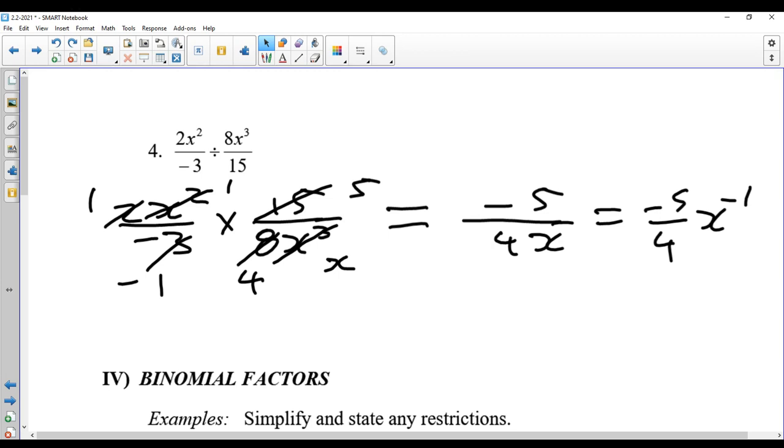Okay, restrictions. x cannot be equal to what is the question? Yes. x cannot be equal to 0. Because when we flipped it over, this x was on the bottom, we have to say that x cannot be equal to 0.